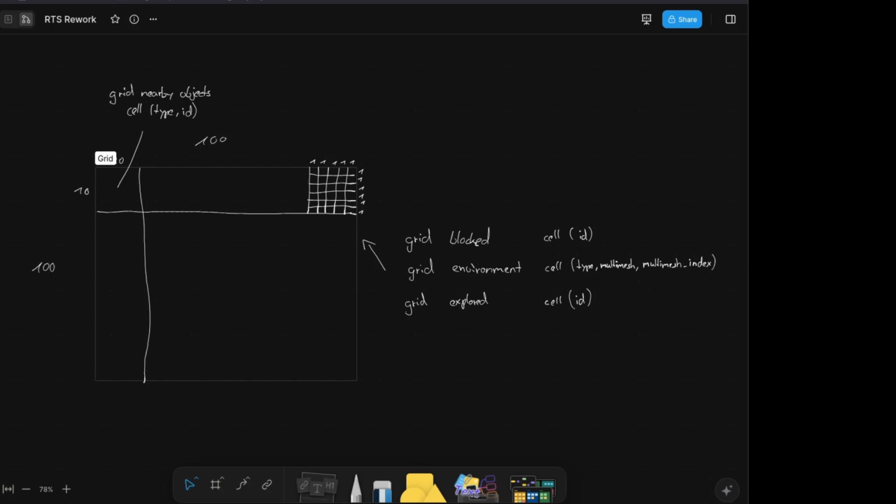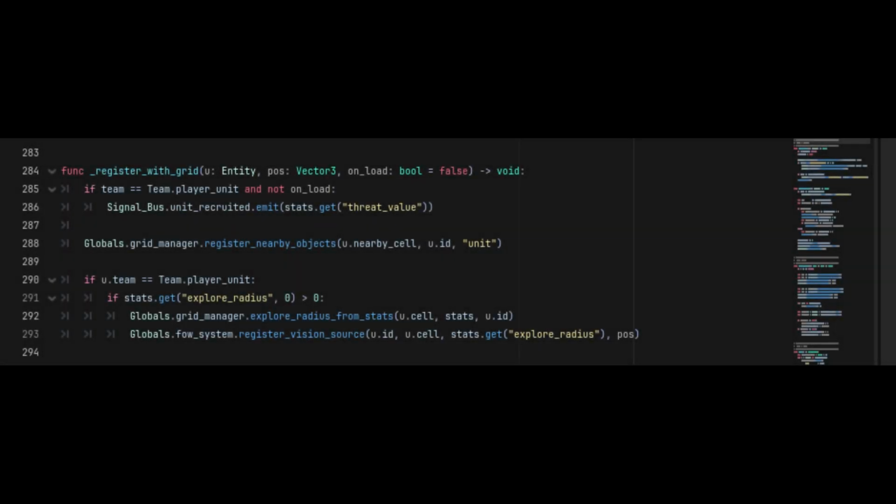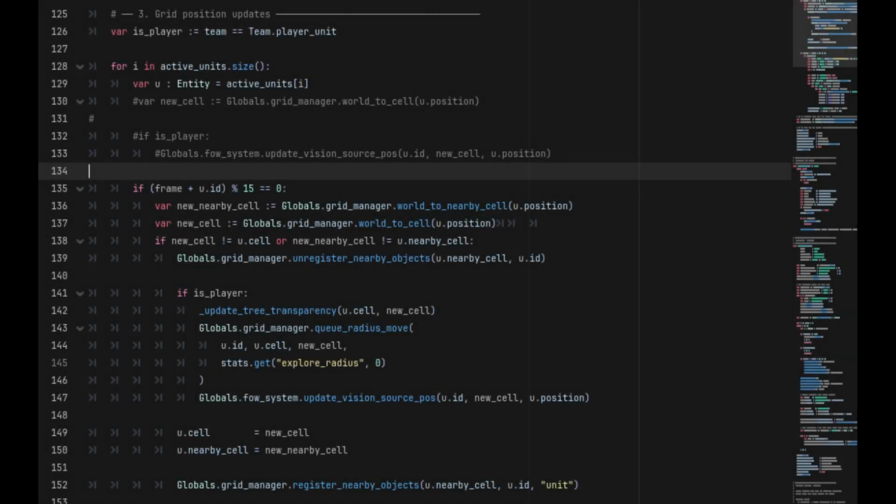When a unit is recruited, it registers itself to the large grid for nearby objects lookup, and it begins updating the small grid to mark cells as explored. As units walk over and cross cell boundaries, the game constantly monitors their position. The moment they cross over a line, we smoothly migrate them to the new cell in both the nearby units grid and the explored grid.